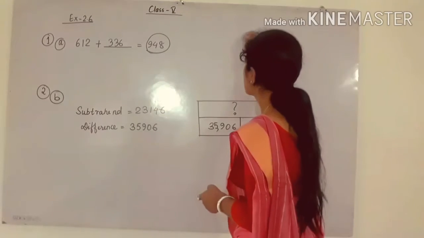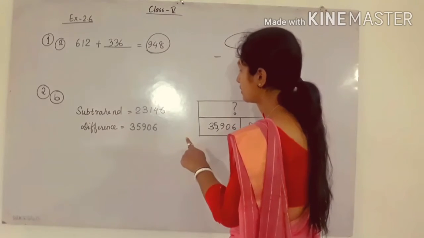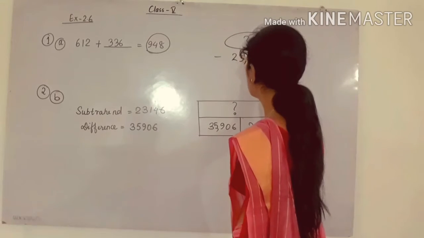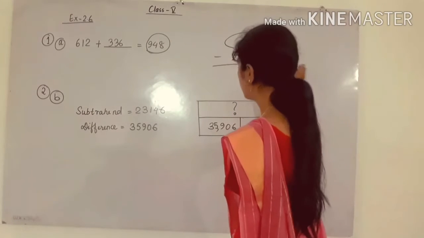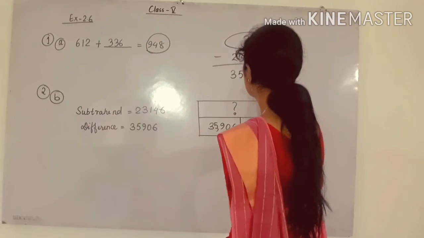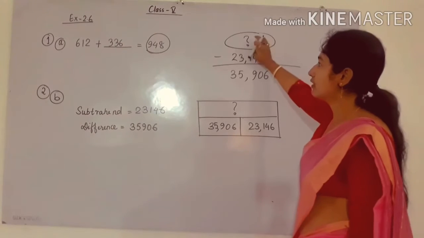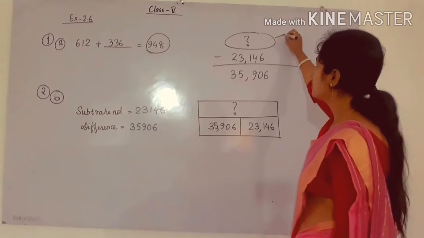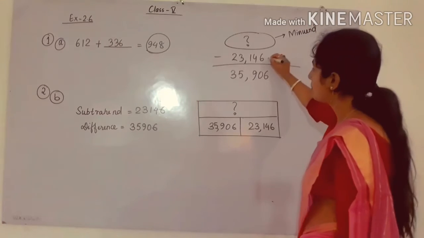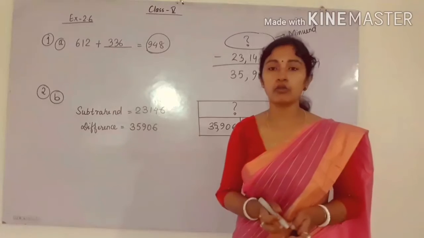See, this is not given. This is the question mark. We are subtracting a number, that is, 23,146, and we are getting the difference as 35,906. So these are given, and which is not given? This is not given. So what is this? This is the minuend. Minuend is not given. Subtrahend is given. So you have to write the information properly according to the steps.